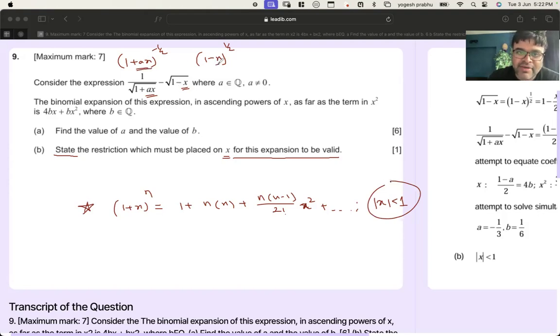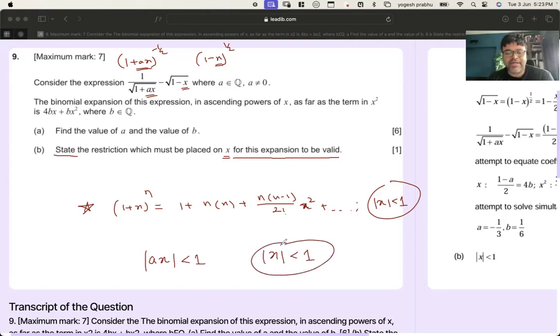the x we have here, like ax, the absolute value of ax has to be less than 1. That is, absolute value of x is less than 1. And only then you can use the expansion that we used. I hope you understood this. If you want to see any part, you can go back to the video and see it.